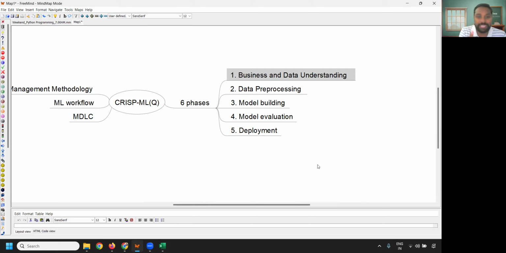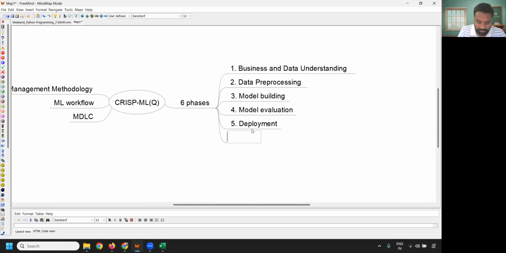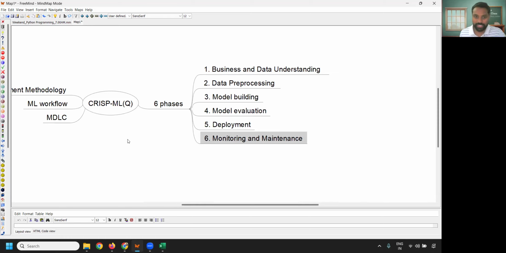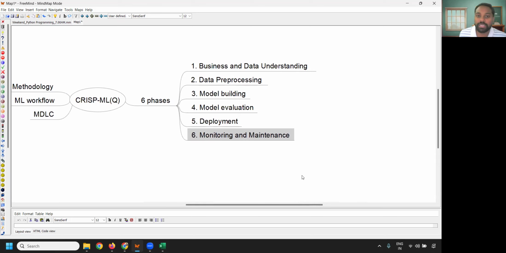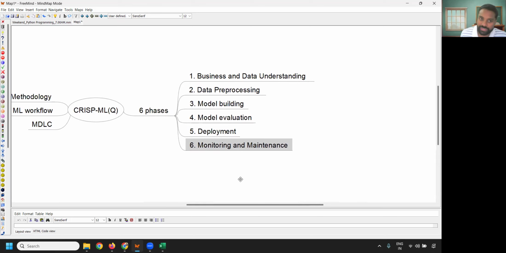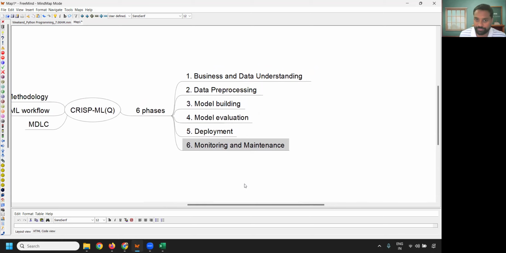But what is the added phase here is the 6th step. In CRISP MLQ, the 6th step is the improvement from the CRISP DM methodology. And this basically talks about monitoring and maintenance. Monitoring and maintenance. This is basically after sales support that we discussed. Right? Over weekend sessions, we were talking about this. Right? So these are the 6 phases that we have in CRISP MLQ.